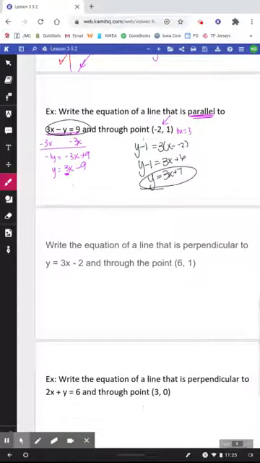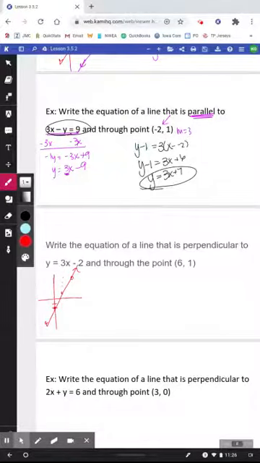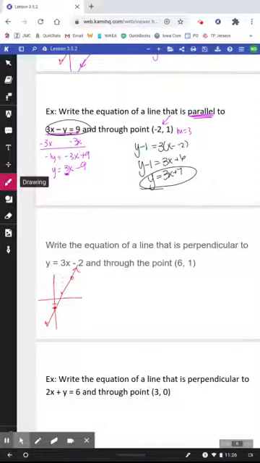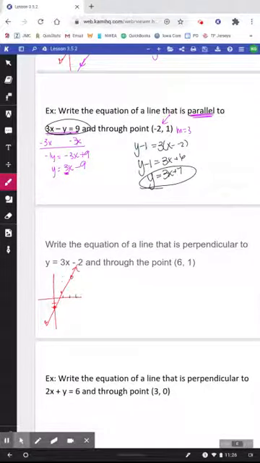Now we're working on lines that are perpendicular. So if my original line is y equals 3x minus 2, and I want a perpendicular line through the point 6, 1. So I want it to go like that to be perpendicular. My slope this time is going to be, because of perpendicular, opposite sign. So that one is a positive 3, so I'm going to make this a negative, and reciprocal, which is 1/3.